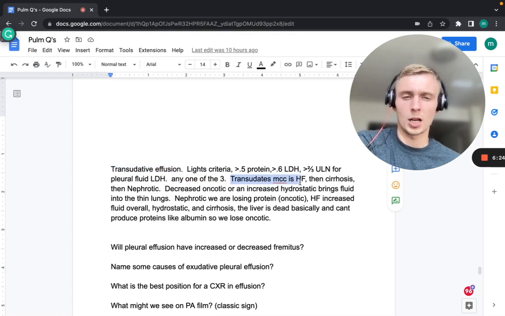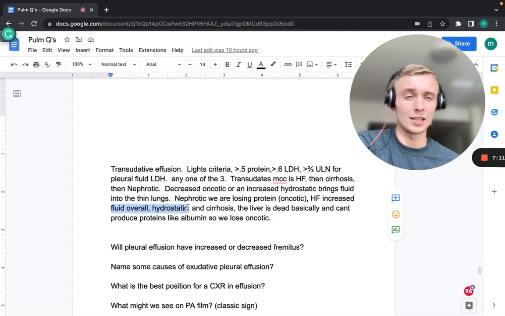In transudative effusion, the most common cause is heart failure. And then second is cirrhosis, and then nephrotic. So decreased oncotic or increased hydrostatic pressure brings fluid into the thin lungs. In nephrotic syndrome, we're losing protein, so we're decreasing the oncotic pressure, the ability to keep fluid inside the body. So we need that albumin to keep the fluid in there. And again, in nephrotic, we're losing those proteins.